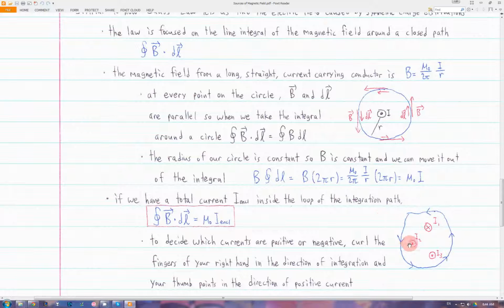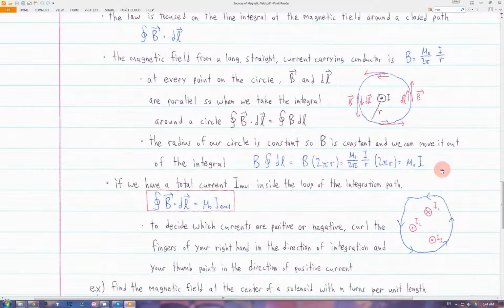See here, we have three current-carrying wires going through an integration loop, and they're going in different directions. This one is going into the page, and these two are going out of the page towards us. So you have to pick a positive direction for the current. You can't just add them all up. To decide which currents are positive or negative, you're going to use another form of the right-hand rule. If you curl your fingers in the direction of this integration loop, then your thumb is going to point in the direction of the positive current.